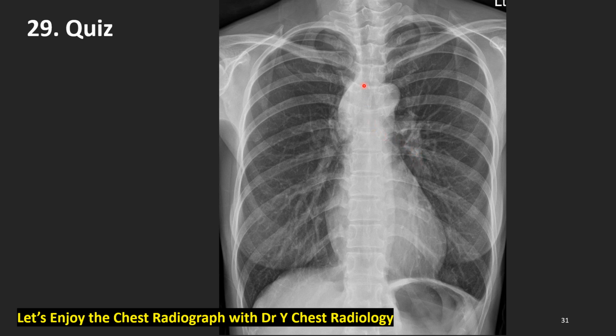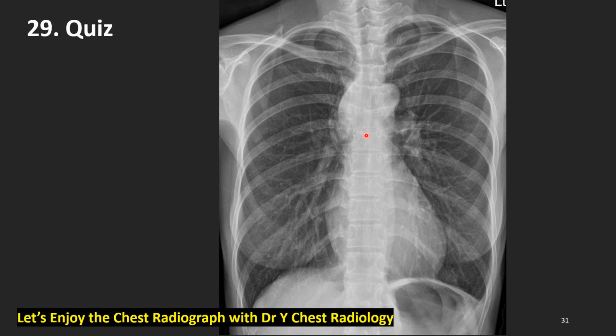How about her right side? Her right hilum is smaller than usual, smaller than her normal left hilum, and there is right paratracheal bulging, obliteration, and her right upper lung zone pulmonary vessels are smaller than left upper pulmonary vessels. Now it is getting clear for you.